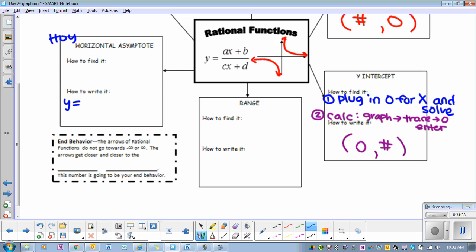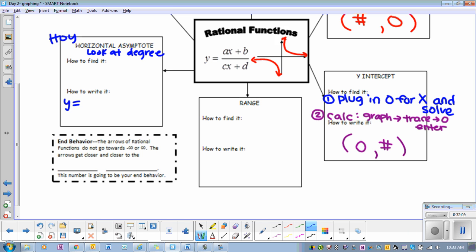Now, when you're looking at the horizontal asymptote, what you need to do is look at your degree. Does anyone remember what degree means? Your highest exponent. That is your degree, okay? So we're going to look at the degrees on the top and on the bottom, all right?